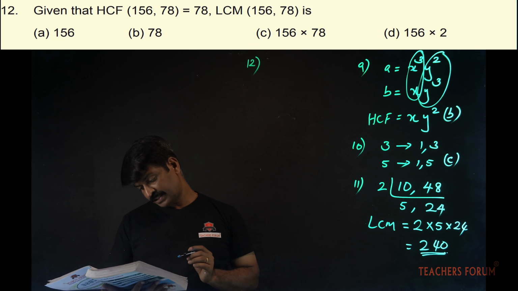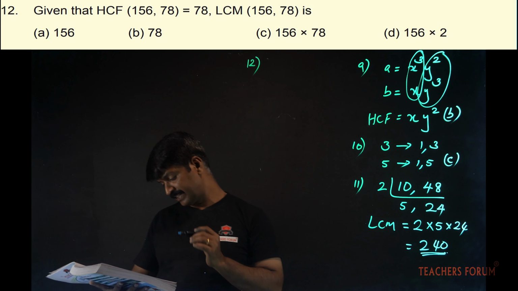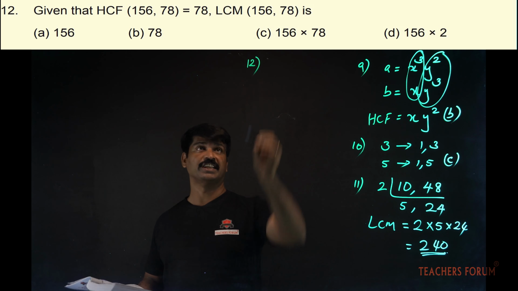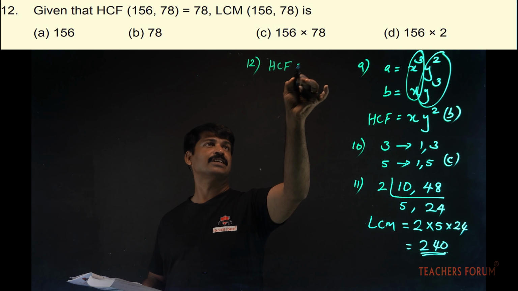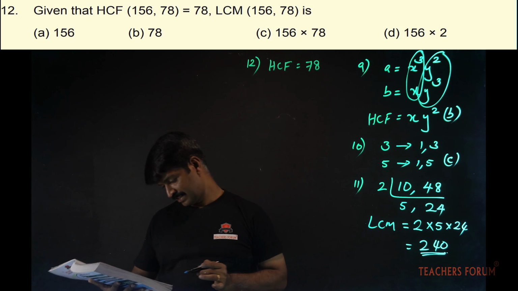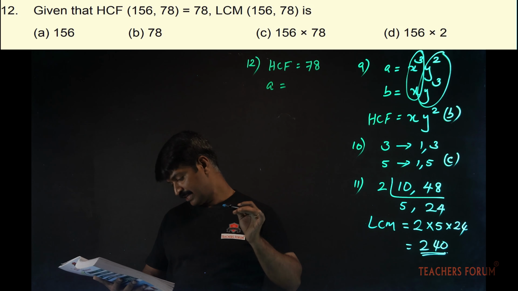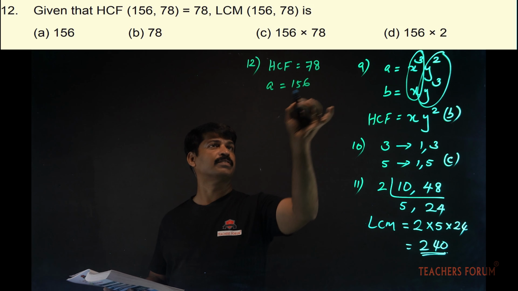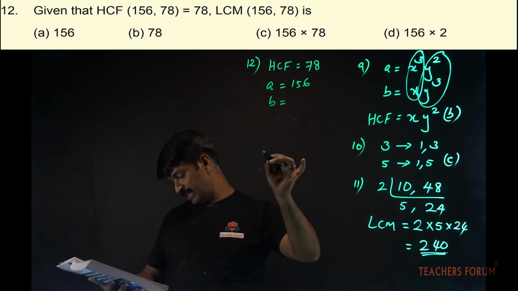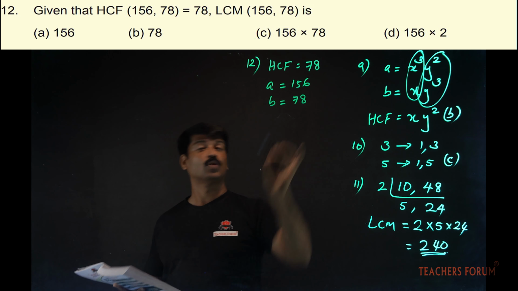Given that the HCF of 156 and 78 is 78. So what is the HCF? HCF is equal to 78. You have to find the LCM. What are the given two numbers A and B? The given two numbers are A is 156 and B is 78. You have to find what the LCM is.